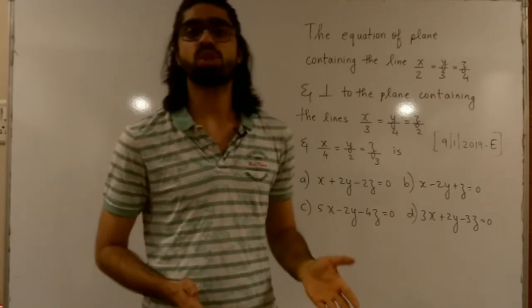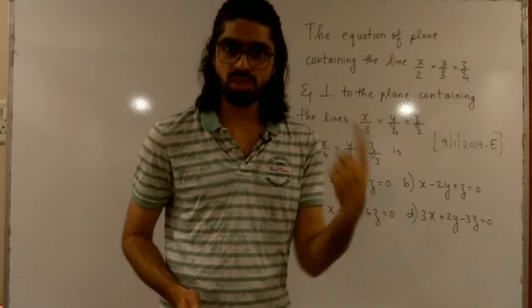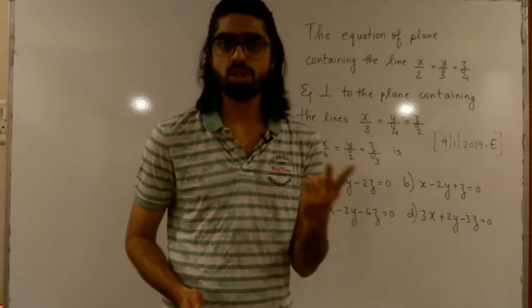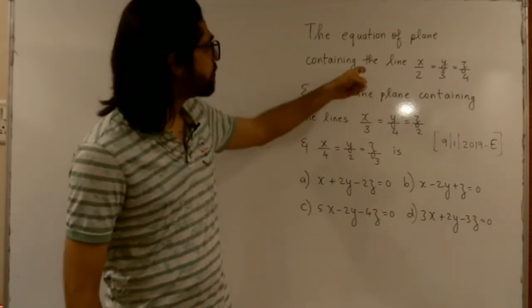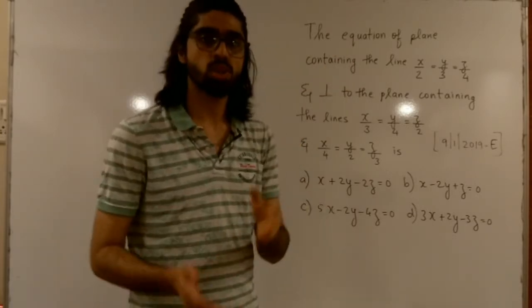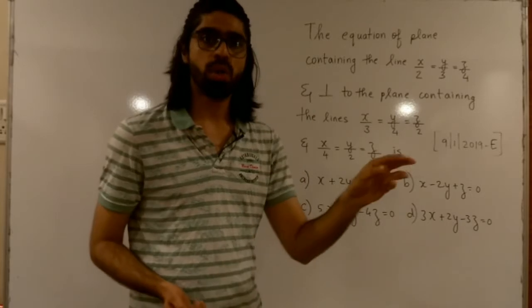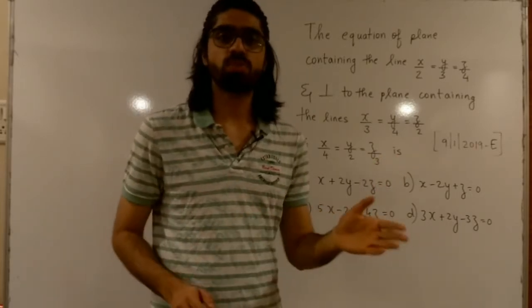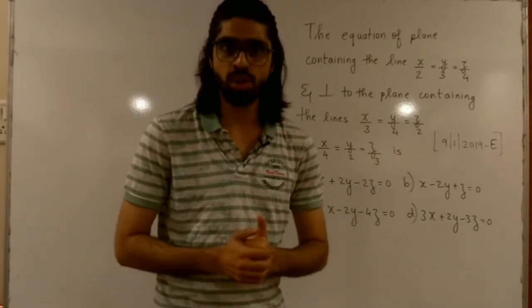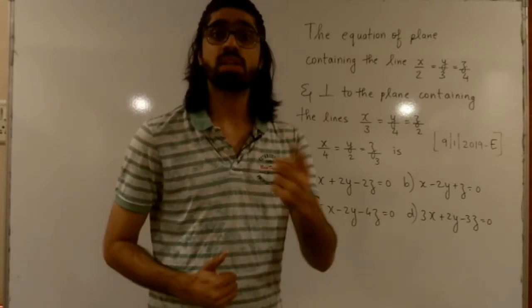To write the equation of a plane, I need a point through which the plane passes and a vector which is perpendicular to the plane. From the first point, it is very clear that since origin lies on this line and the line lies in the plane, origin lies inside the plane. So a fixed point through which the plane passes will be the origin. Second, what I require is a normal to the plane.